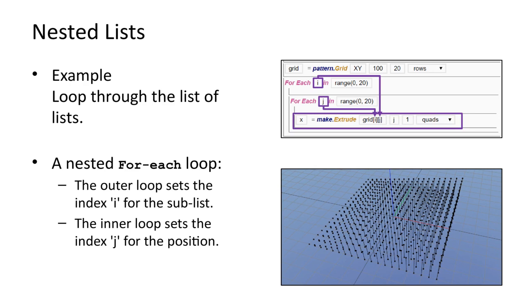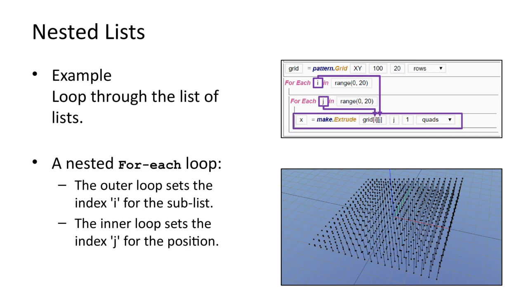The nested loop now iterates over this nested data structure. The outer loop creates the I index that gets used to select each row. The inner loop creates the J index that gets used to select each position in the row. The two indexes are used to extract a position out of the data structure and then extrude it. Notice that the height of extrusion is short on the left side and gets higher on the right. This is because the height of extrusion is actually set to the variable J.